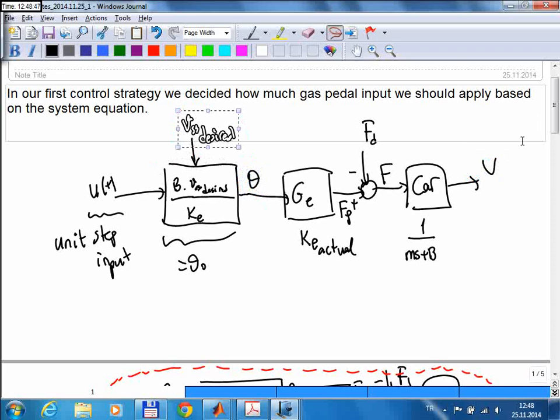Or if you find out that you're going too fast, your actual speed is greater than your target speed, then you slow down, which means you give less gas pedal input to the engine. So that's what a controller should do. Obviously, that's the thing to do. So how much gas pedal is applied should be decided based on the actual speed.